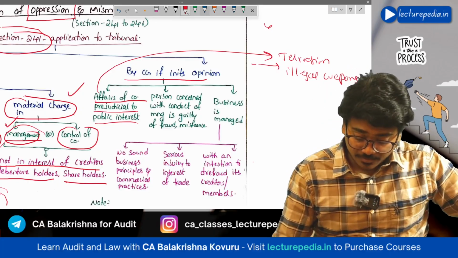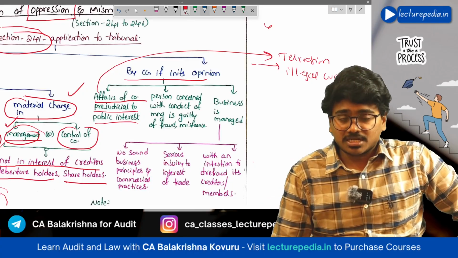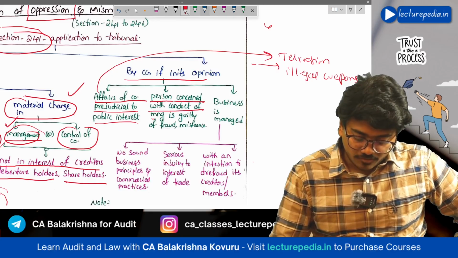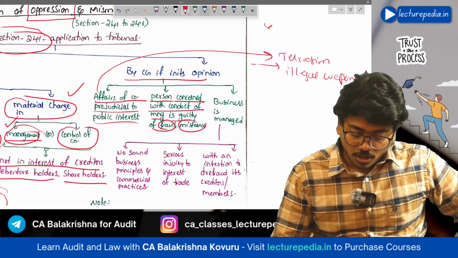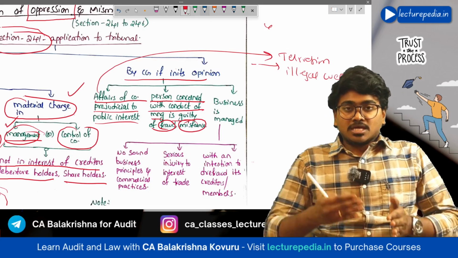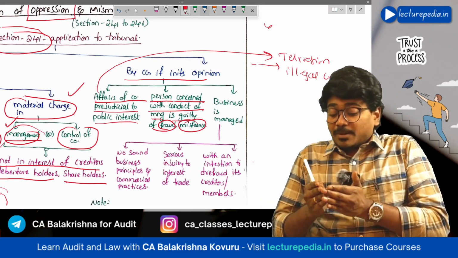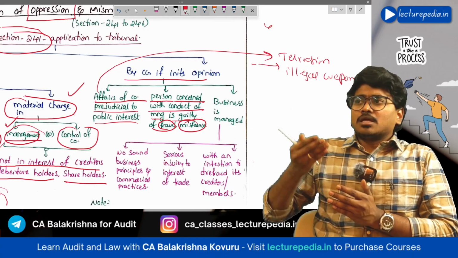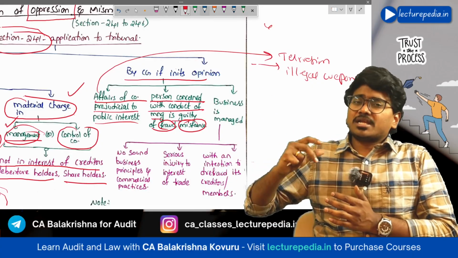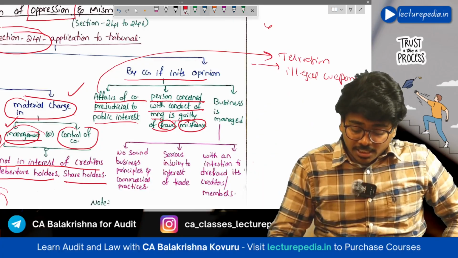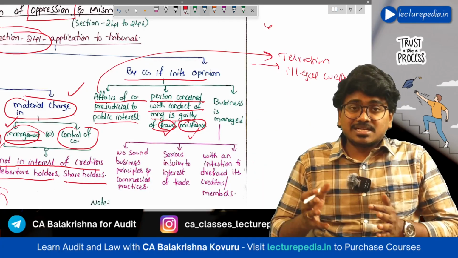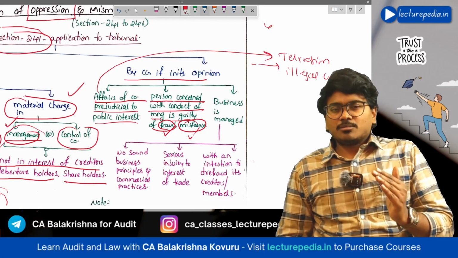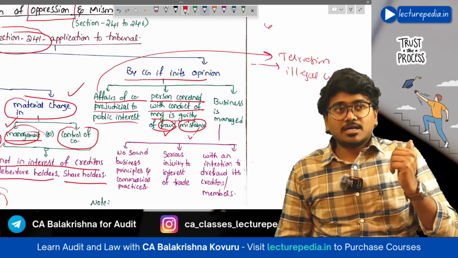Next, the central government will also file the application if, in the opinion of the central government, a person concerned with the conduct of management is guilty of fraud or misfeasance. If the central government feels that the person who is conducting the management of the company, that is either the managing director or whole time director or any key managerial personnel, is involved in fraud or is guilty of any misfeasance, in such a situation also the central government will file an application under section 241 with the tribunal.